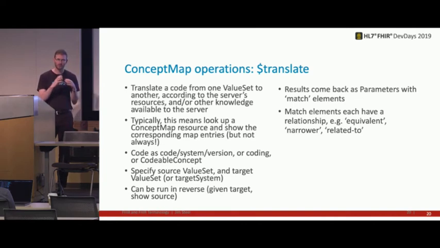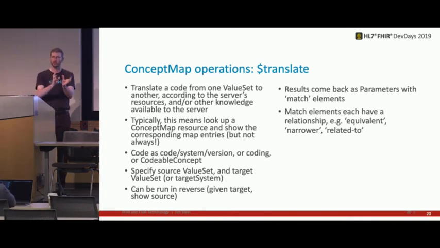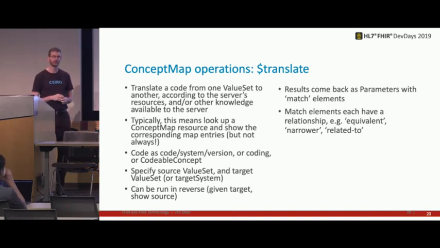Usually this uses a specific concept map resource. Not always the case. It is possible to have the URL point off to some algorithm or heuristic that's actually performing the mapping. That's a perfectly acceptable use of the translate operation as well. Once again, we pass in a code or code system version to tell it what code we want to translate. We specify the target value set that we're interested in, so what do we want to map to, and what the URL of the concept map is that we're interested in.